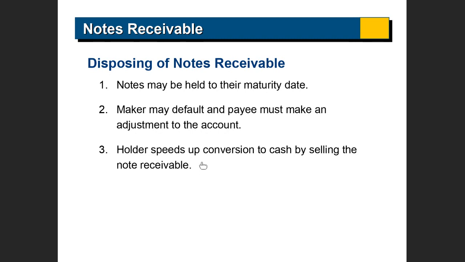The third option is the holder speeds up. So instead of over 5 years, you can pay in 3 years or 2 years. Banks don't like it. Why do they not like it?